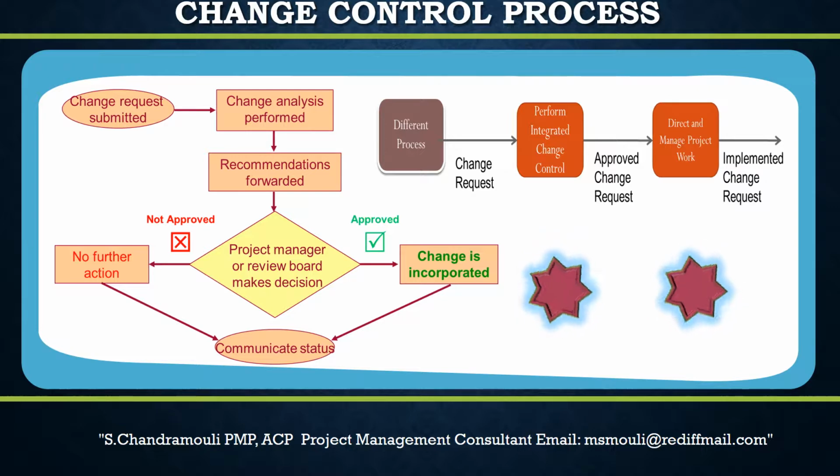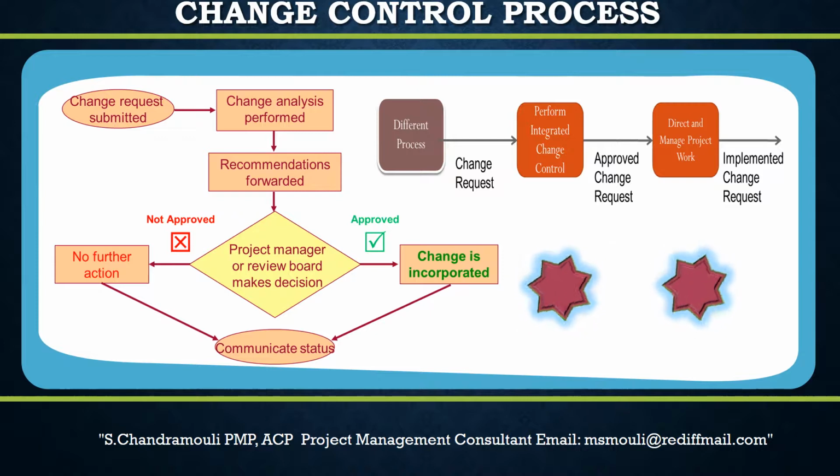Some of the configuration management activities included in the integrated change control process are as follows. Number 1. Configuration identification. Number 2. Configuration status accounting. Number 3. Configuration verification and audit.